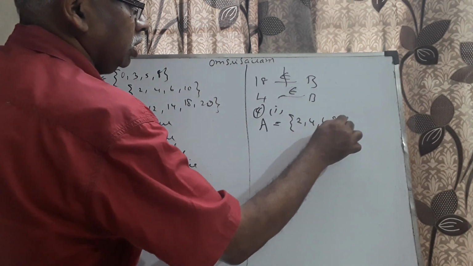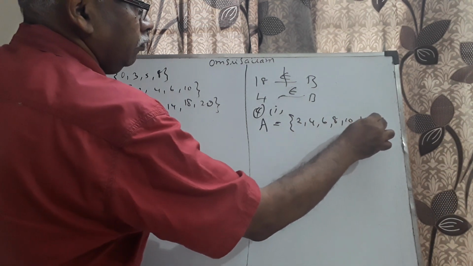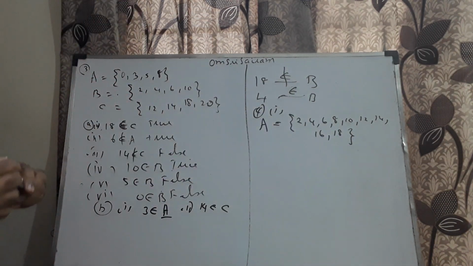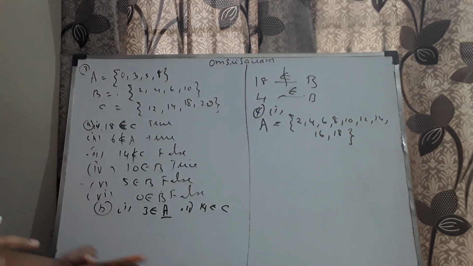2, 4, 6, 8, 10, 12, 14, 16, 18. Less than 20 is given. Therefore, 20 shouldn't be included. Let me just check once again. Even natural numbers: natural numbers start only from 1, 2, 3, 4, etc. Even numbers means 2, 4, 6, 8, up to 18 I should write.